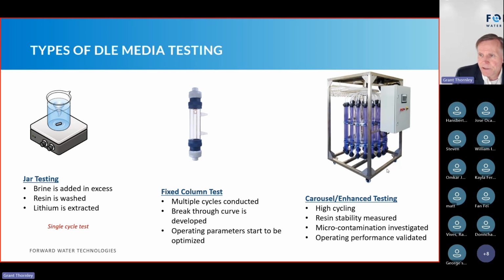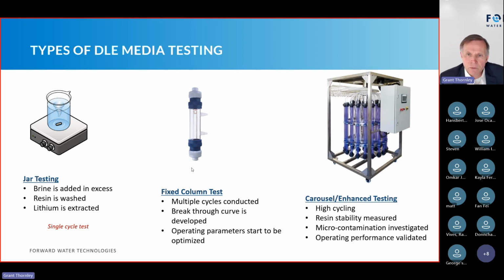Next is carousel testing. If everything is a go, the desktop is a go, the jar test is a go, the fixed column test is a go, then the next is the carousel or enhanced testing. These are automated. There's a manifold up here, with different suppliers, but essentially these are fixed columns that have been automated, anywhere from 20 to 30 to 40 columns, and it's going to continue to cycle through from one column to another.